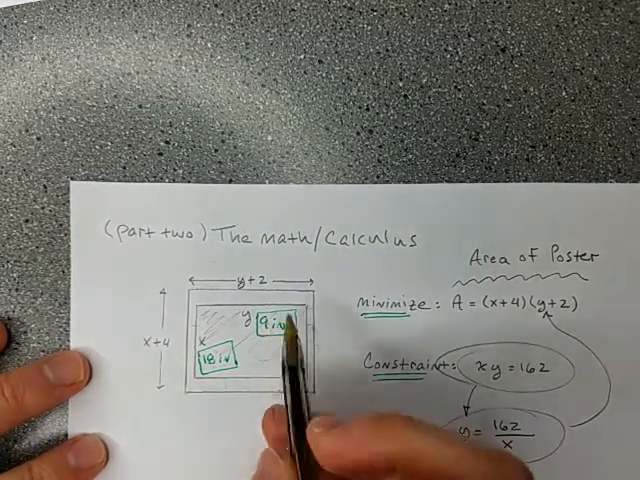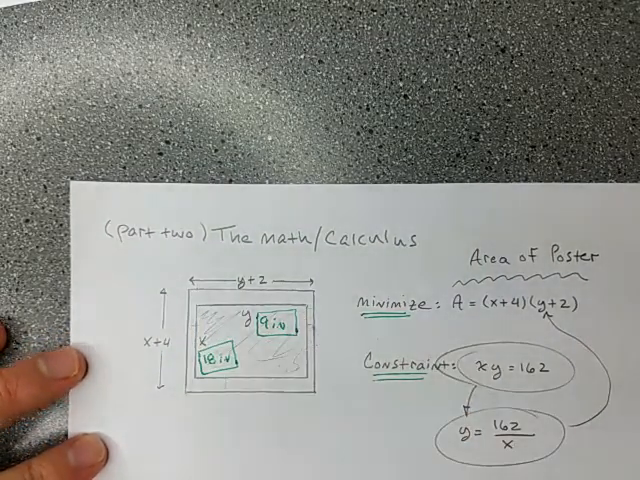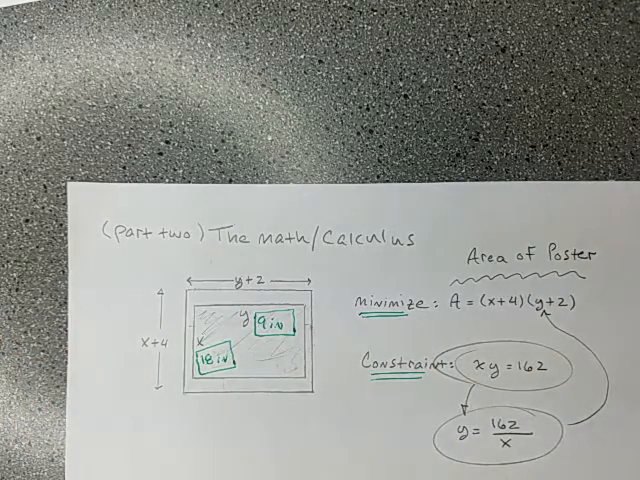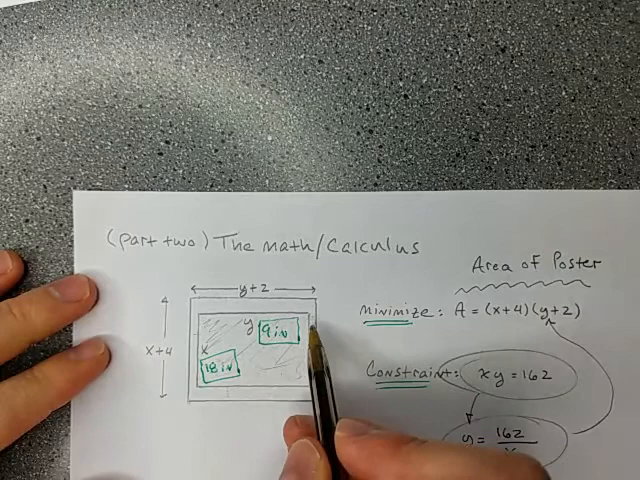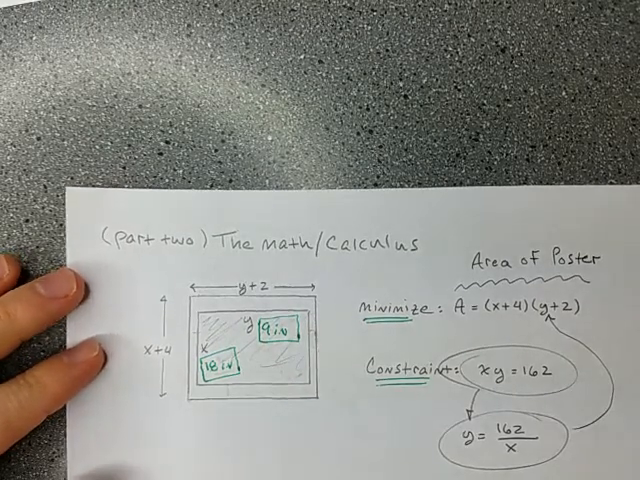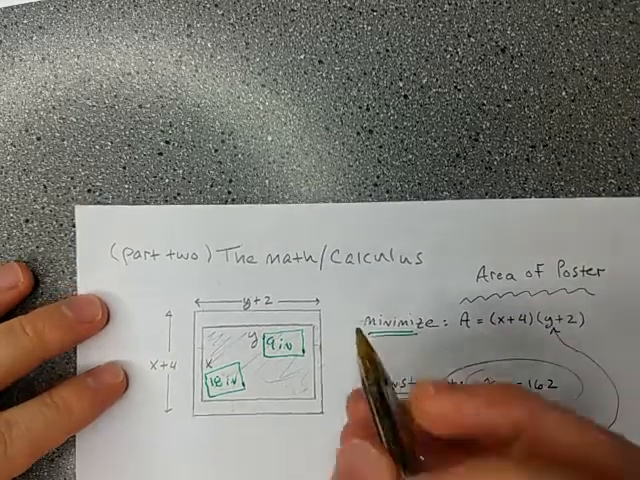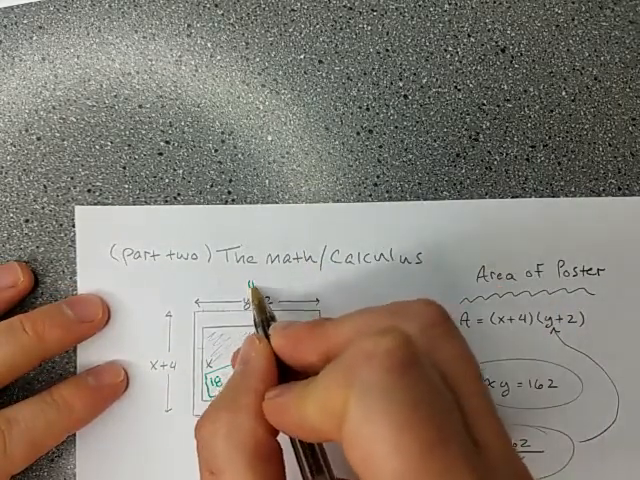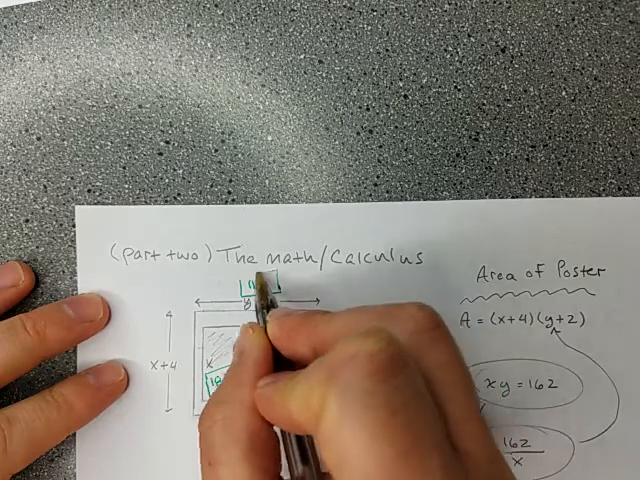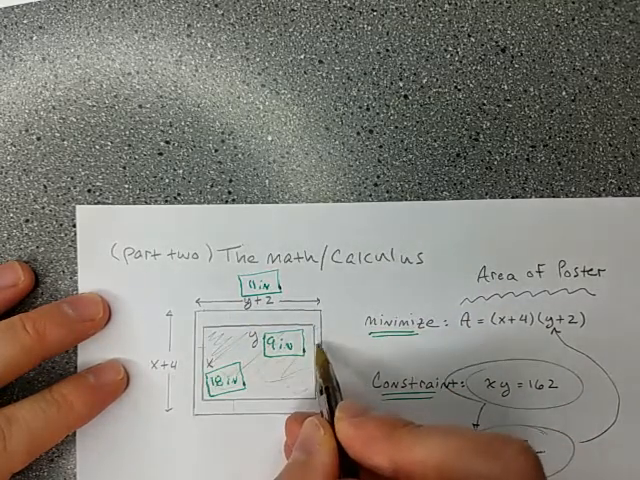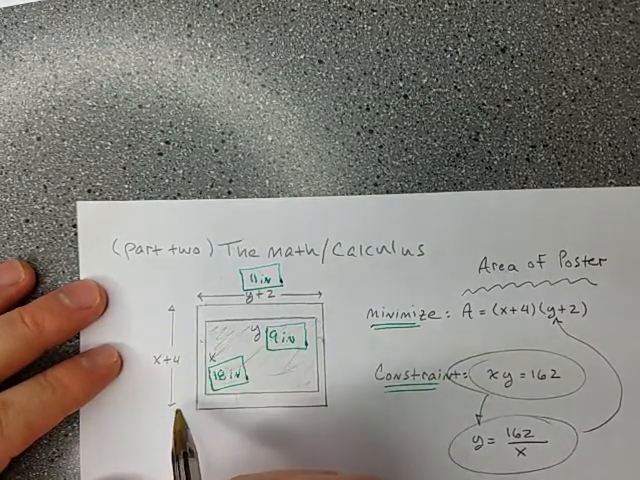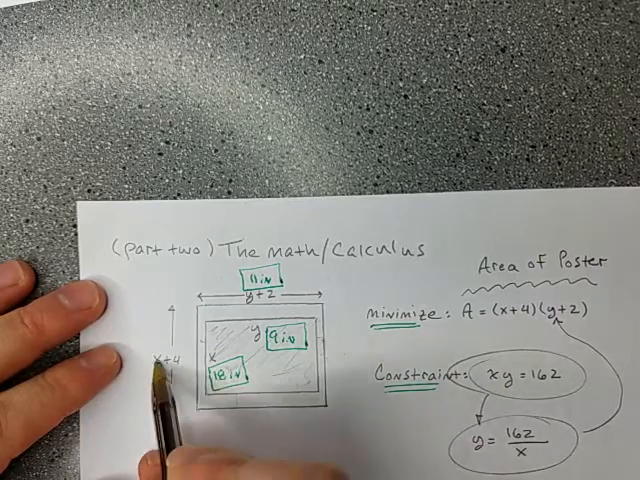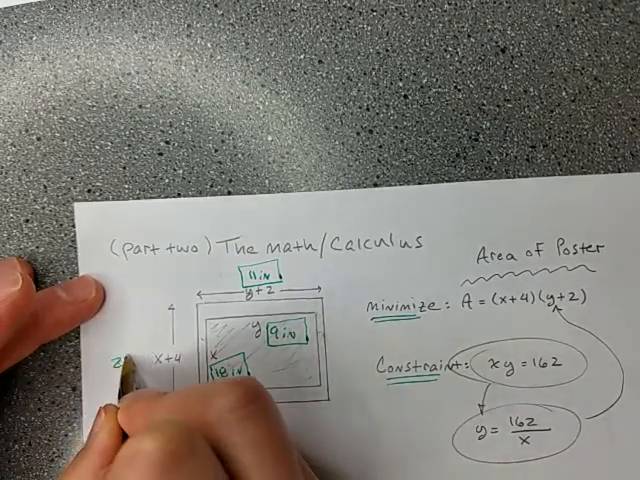What about the poster itself? Well, this is 9, and you've got the 2-inch margins on each side. So that's going to be 9, and then, oh wait. Yeah, 9 plus 2, so that will be 11 inches. Because we've got 1-inch margins this way, so 9, 10, 11. That's why it's y plus 2. And then over here, the height of the poster is x plus 4, or 18 plus 4, so that's 22 inches.